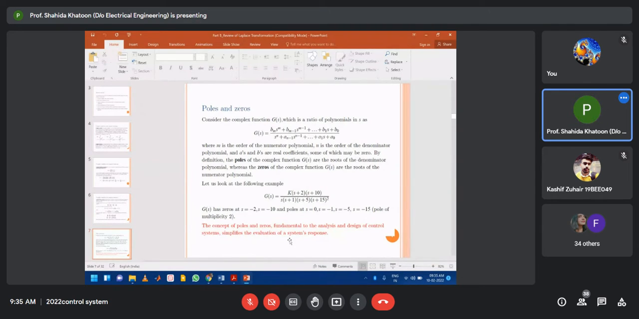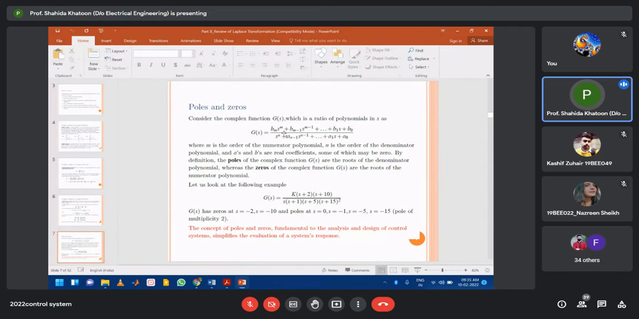So these singular points are called poles and zeros. So let us take a complex function g(s), which is represented as a ratio of polynomials in s like this. g(s) is b_m s to the power m plus b_(m-1) s to the power m minus 1 plus b_(m-2) s to the power m minus 2, and this process goes on till b_1 s plus b_0, divided by s^n plus a_(n-1) s^(n-1) plus a_(n-2) s^(n-2) up to a_1 s plus a_0. m is the order of the numerator polynomial and n is the order of the denominator polynomial. And a's and b's are real coefficients, some of which may be 0.